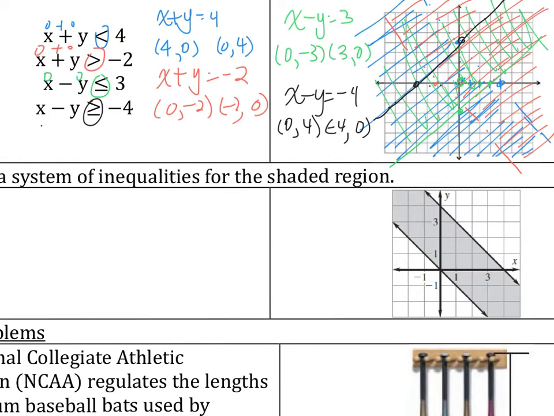Okay, and then test the 0. 0 minus 0 is greater than or equal to negative 4, so we need to shade in the right-hand side of this graph. So as you can see, your solution is actually this part. Let me use a different color.